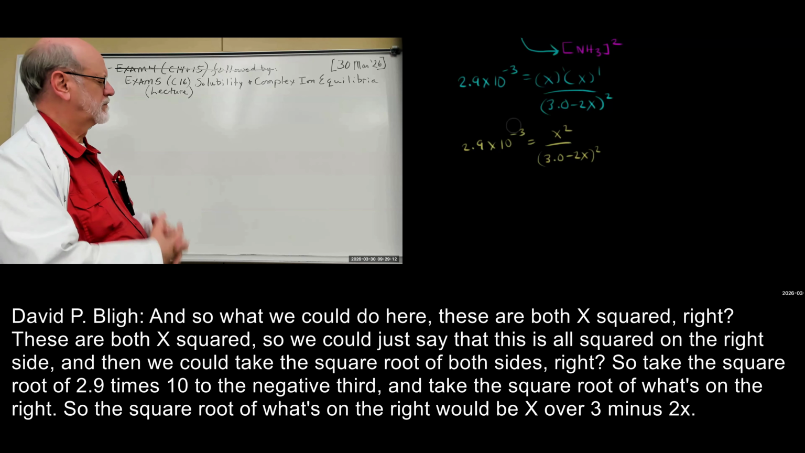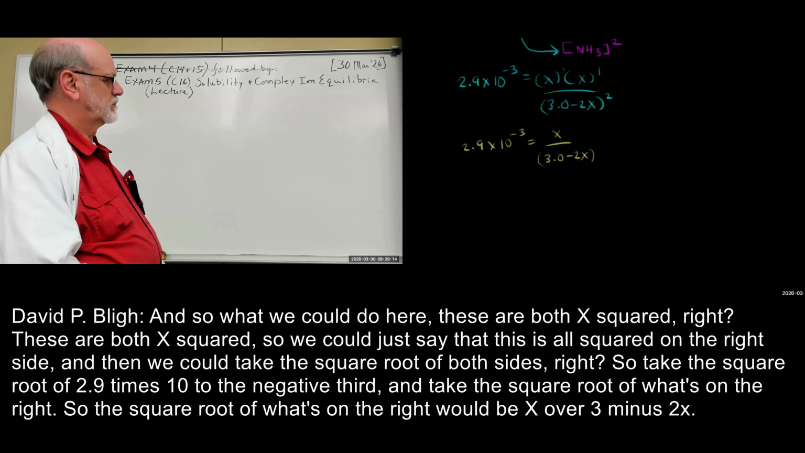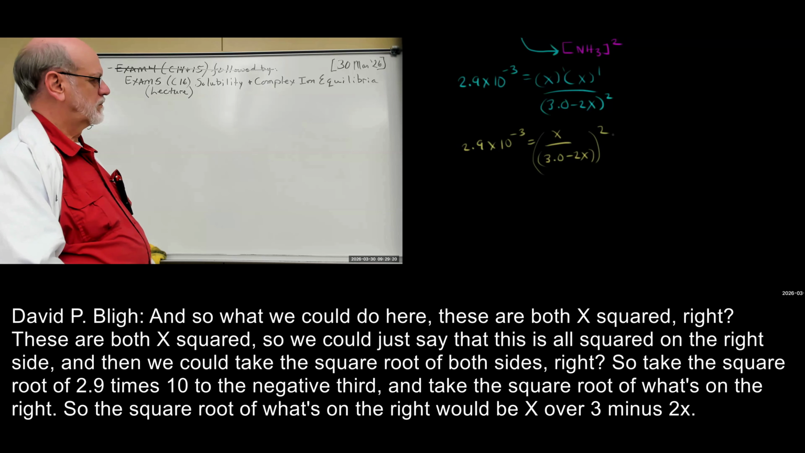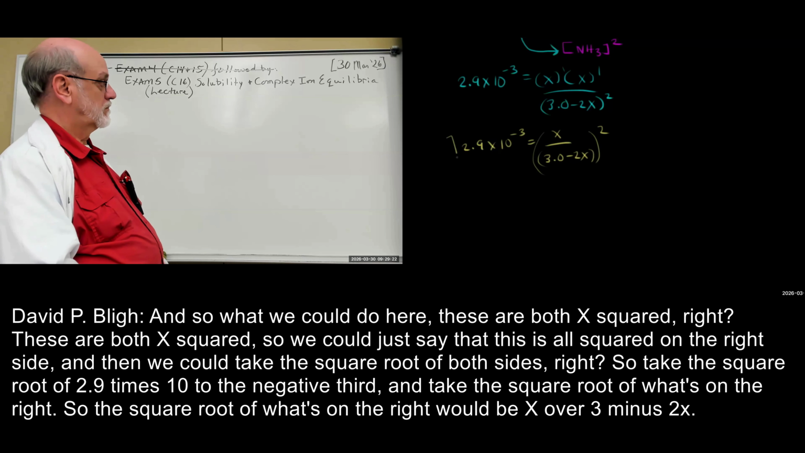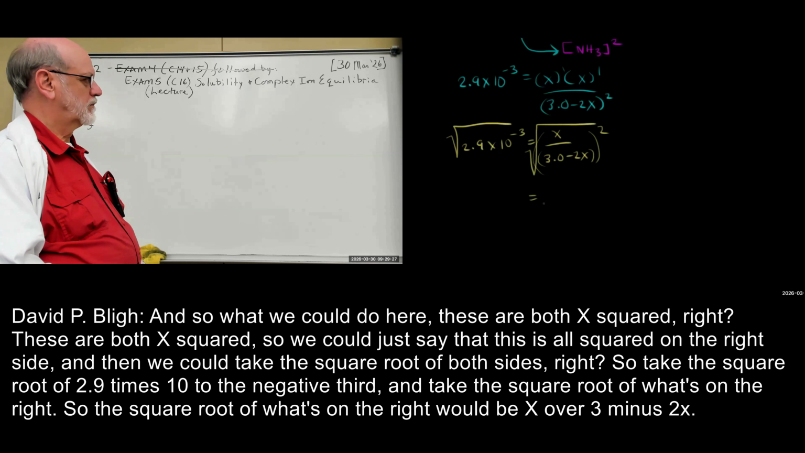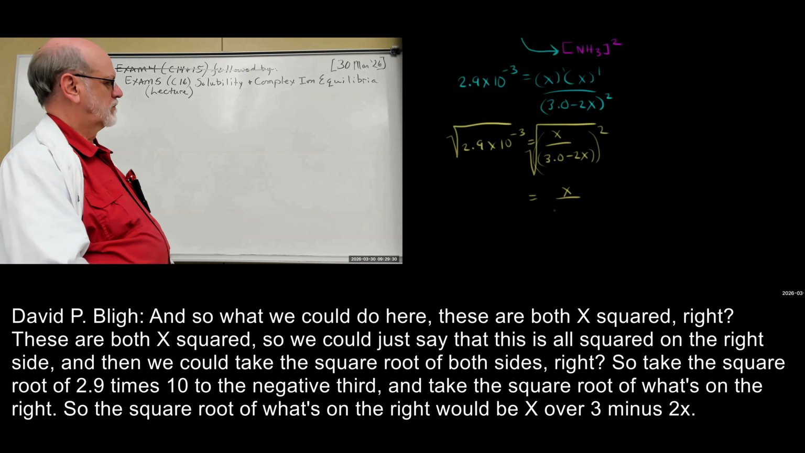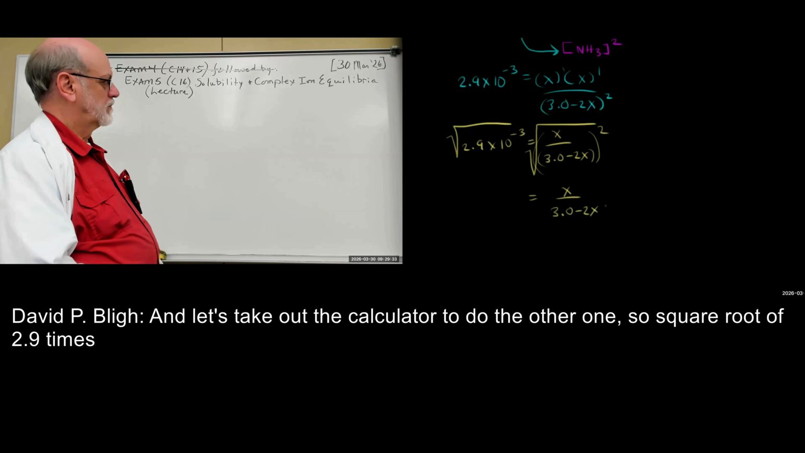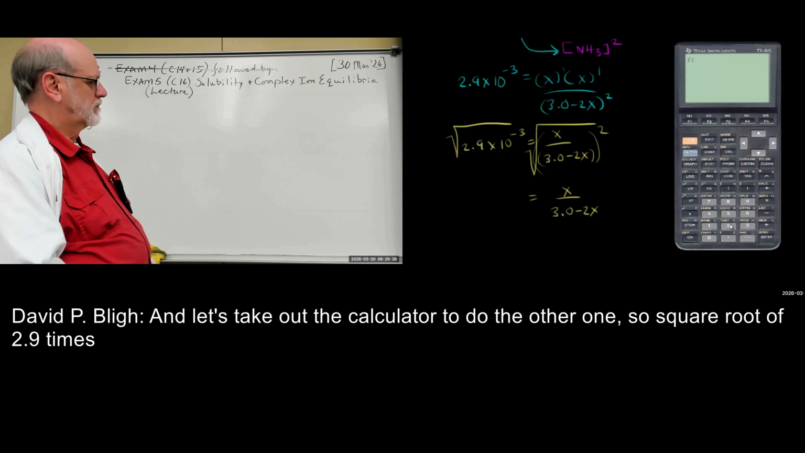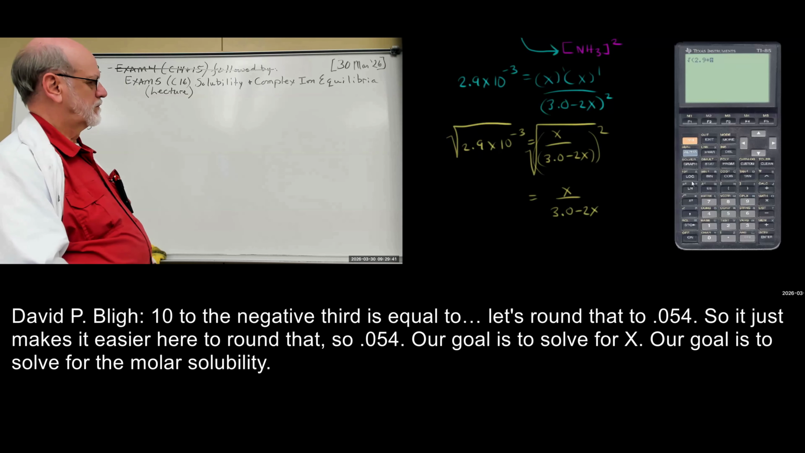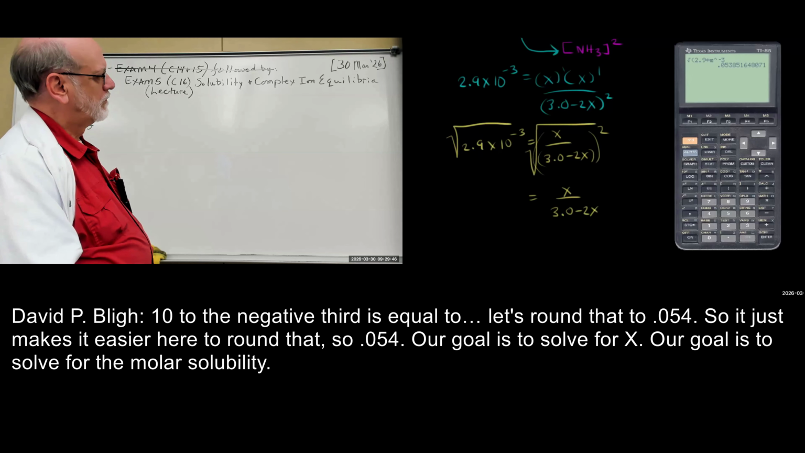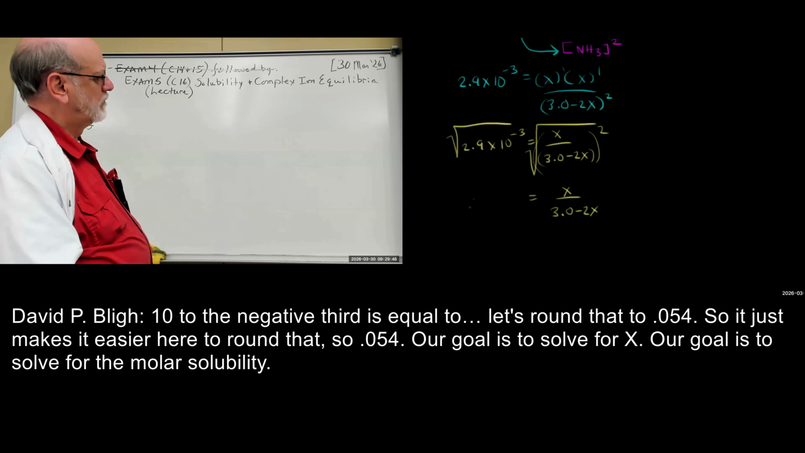And so what we could do here, these are both x squared, right? These are both x squared, so we could just say that this is all squared on the right side. And then we could take the square root of both sides, right? So take the square root of 2.9 times 10 to the negative third, and take the square root of what's on the right. So the square root of what's on the right would be x over 3 minus 2x. And let's take out the calculator to do the other one. So square root of 2.9 times 10 to the negative third is equal to, let's round that to 0.054. So it just makes it easier here to round that.